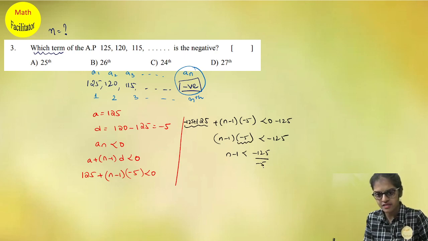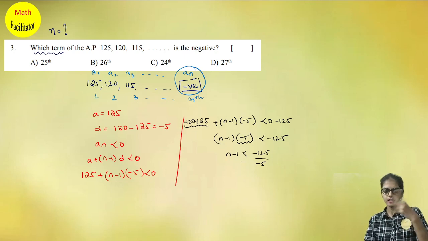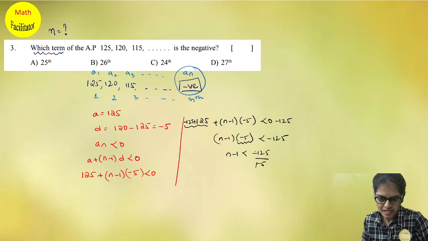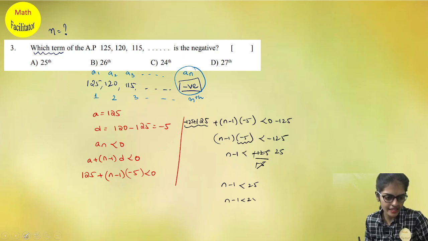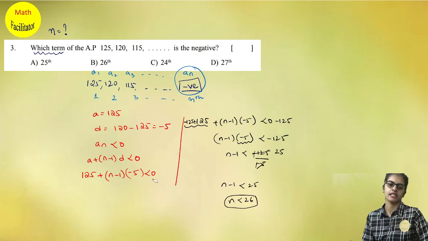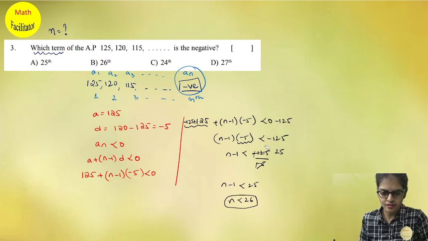To remove this minus 5, I need to divide by minus 5 on both sides. Dividing by minus 5 on the LHS, minus 5 divided by minus 5 will become 1, so n minus 1 is remaining here. Minus minus cancel: 5 ones are 5, 5 twos are 10, 5 fives are 25. So n minus 1 less than 25 means n should be less than 26. One second, here I think the sign, where has it gone? See here.